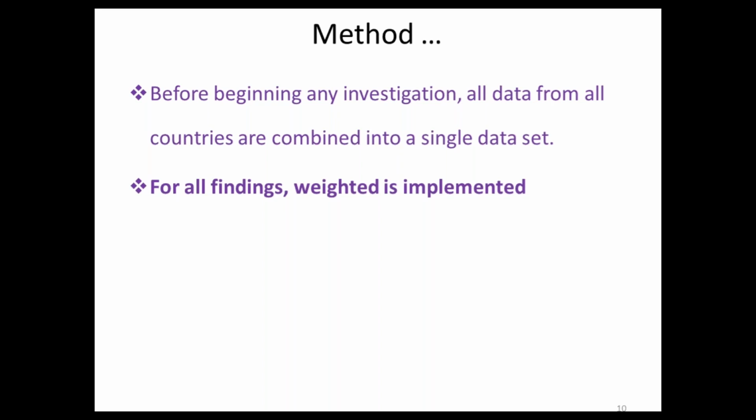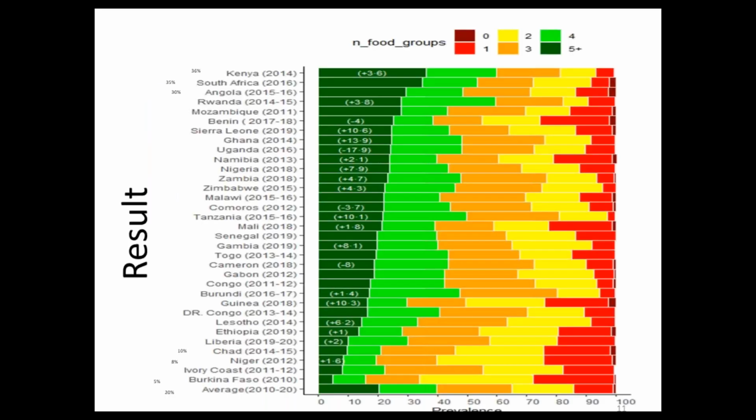For all findings, weighting is implemented because in DHS data each individual or observation has its own weight variable. So based on the weight variables, the weighted method is implemented. Next, I will discuss the results.